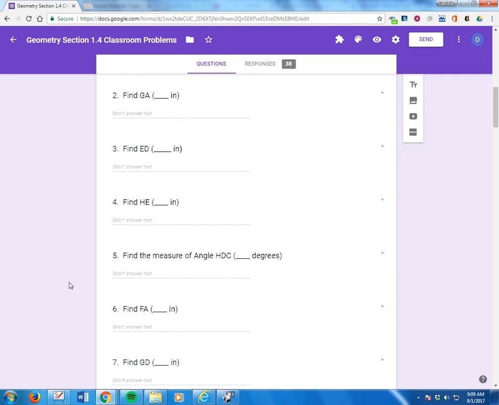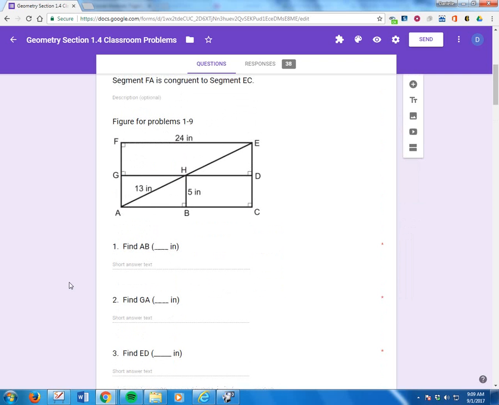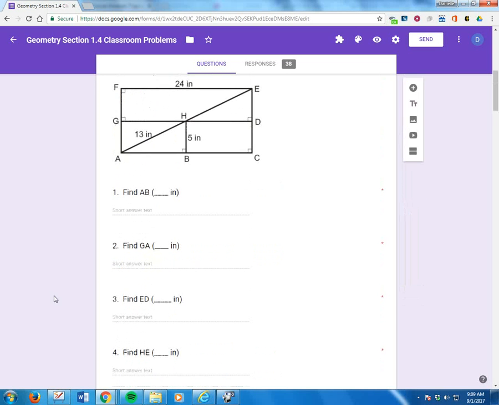Measure of angle HDC. 90. Yep. Find FA. Where's FA? Okay. 10. We're getting the idea here? Feeling pretty good with this one?